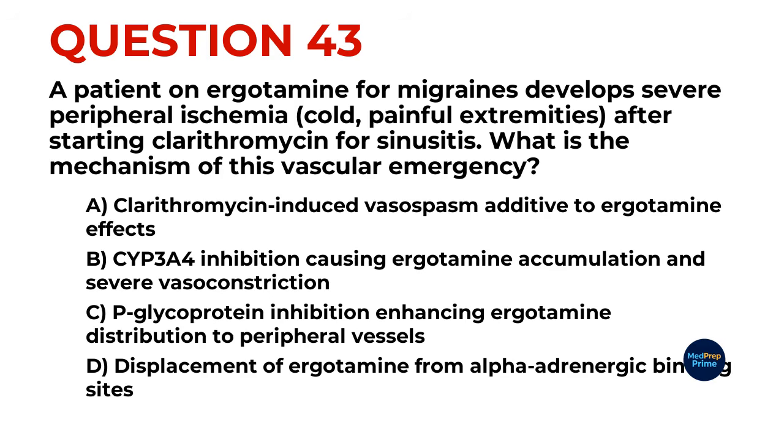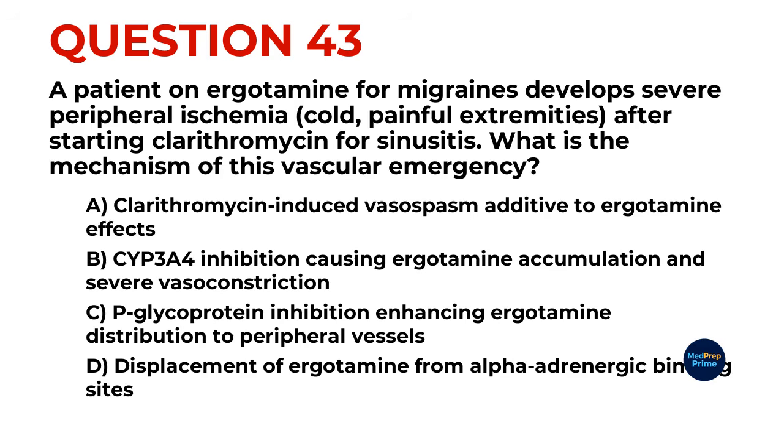A patient on ergotamine for migraines develops severe peripheral ischemia, cold, painful extremities, after starting clarithromycin for sinusitis. What is the mechanism of this vascular emergency? Option A. Clarithromycin-induced vasospasm additive to ergotamine effects.